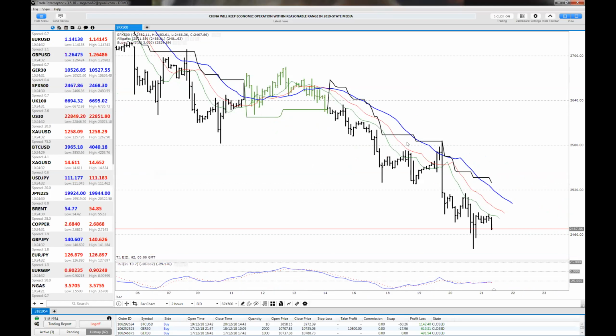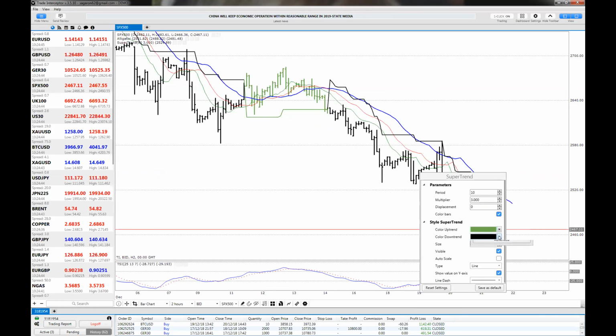Actual situation here as of now, bearish. We are below all the moving averages. The Supertrend indicator here, black. Maybe I should paint it to red.